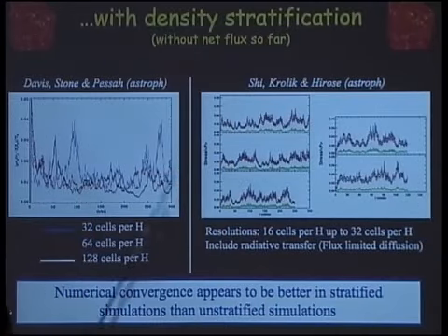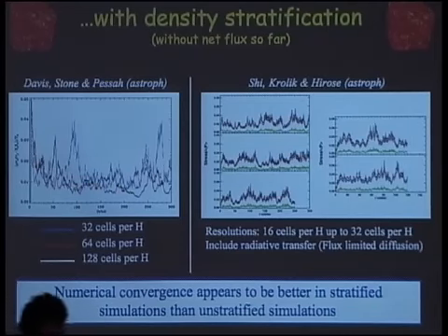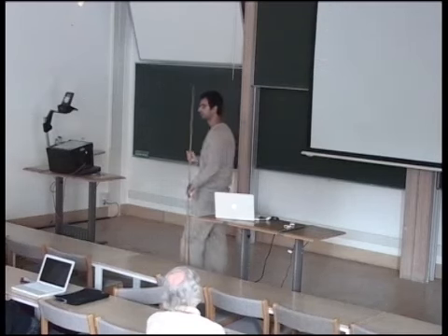You can play that game in stratified boxes. So far it's been done only without net flux. And again, Davis, Stone and Pessah found the alpha value you get is well converged in resolution. Shi, Krolik, and Hirose found the same. So it appears even to be better in stratified simulation than it is in unstratified. So now comes my first bold statement. Should we really care about that?